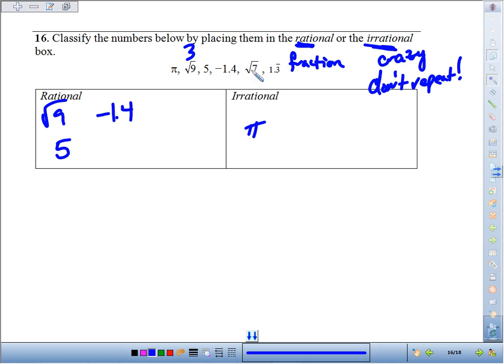Square root of 7, though, that's not a nice one. If you take the square root of 7, it's going to be 2 point something something. It's going to go on forever, and it doesn't repeat. Anytime you have the square root of an imperfect square, it's going to be irrational. And 1.3 repeating, well, 0.3 repeating, that's a third. That's 1 1/3. I can write it as a fraction. That would be rational.